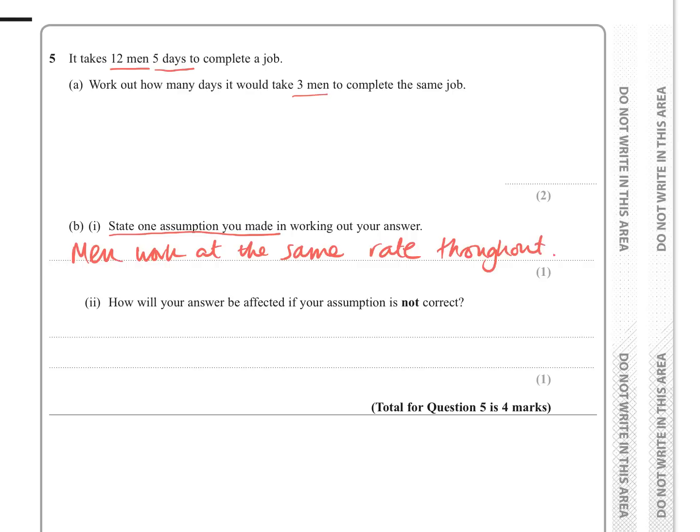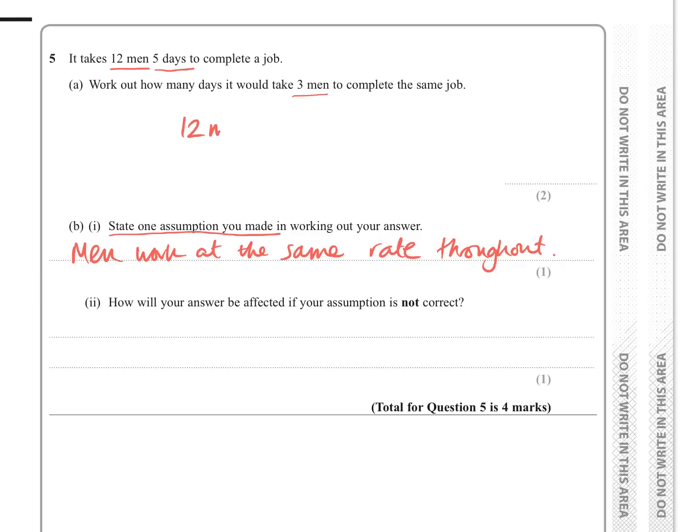So basically, what it took the 12 men to do, each man of those 12 men would be working at the same rate as what the 3 men do. Okay, so if you think about it, if it took 12 men 5 days to do something, then if you have less men, but those men are working at the same rate as the other 12, then it's going to take a lot more time, isn't it? So how can we work that out?